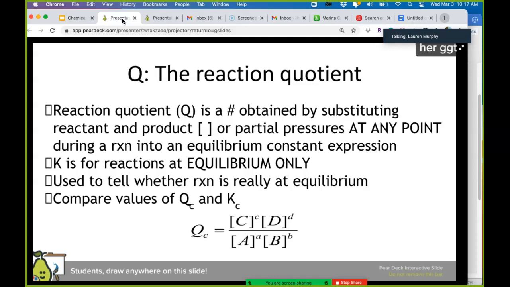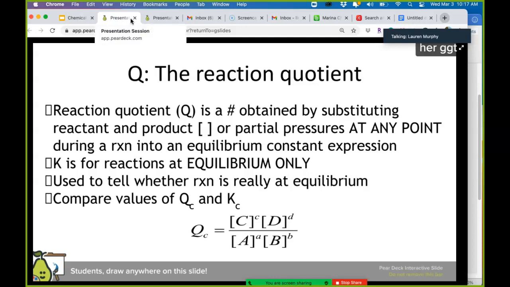Okay? You can only use K if you know for sure you're at equilibrium. It's called the equilibrium constant. Any other time you will use Q. Again, though, it's calculated the same way as K is calculated. There's no difference in how you calculate it.